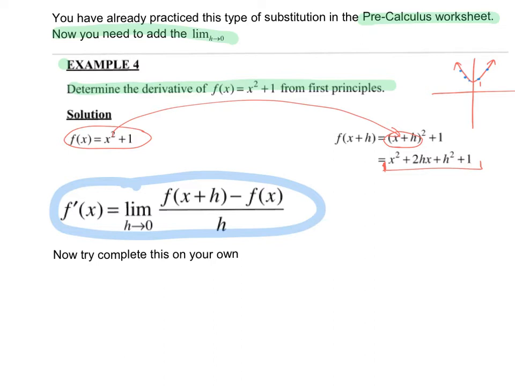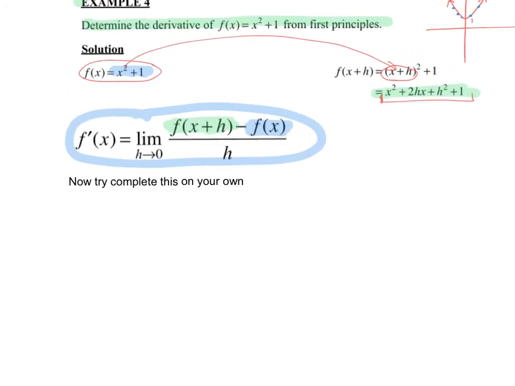All right, so the first thing is your f of x plus h. I'm going to highlight that in green. Your f of x, I'm going to highlight that in blue. So you replace the green and the blue into the formula. Right, so pause your video, try it yourself, and then unpause it and see if you've gotten it correct.